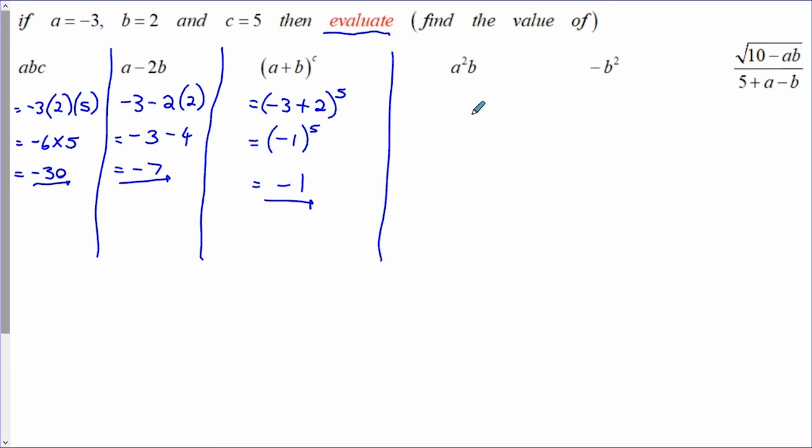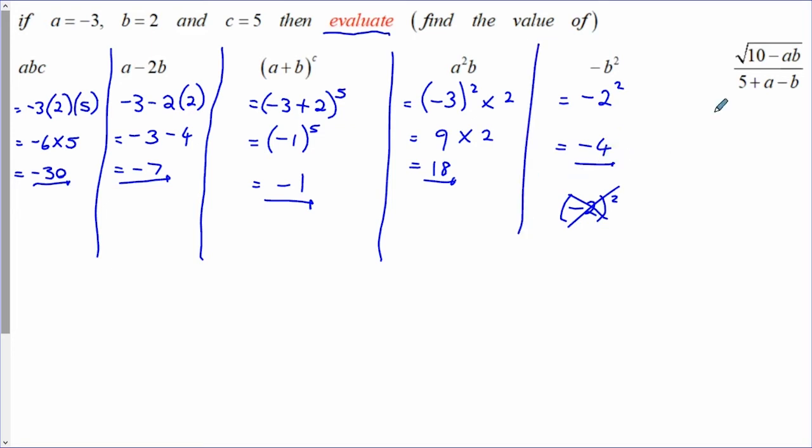A squared B, negative 3 squared times B. Right, this is going to be negative 3 times negative 3, positive 9 times 2, positive 18. Negative B squared, now just careful here, this is negative 2 squared. It's not the same as negative 2 squared. That's not what we're being asked for. We're being asked to square 2 and then make the answer negative. So the answer here is negative 4.